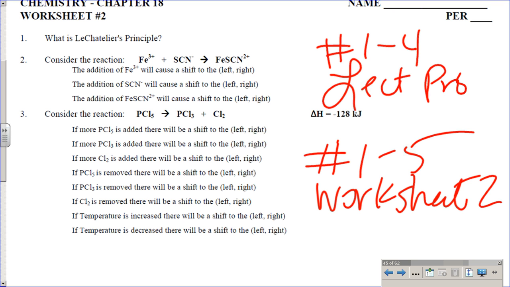If you're done with all the analysis, you can turn it in. If you're not, we'll turn it in later. So you have 9 Le Chatelier's problems. Get her done.